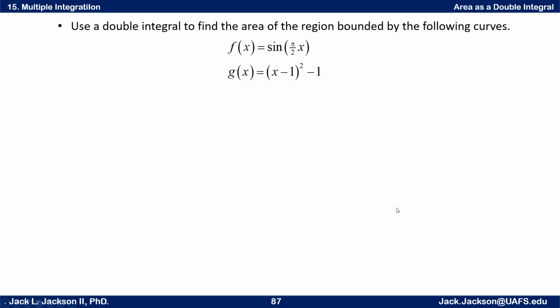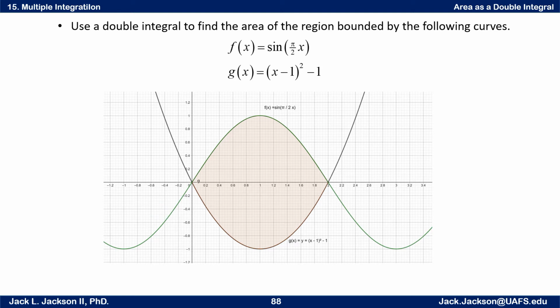So let's do that for an example. If f of x equals sine of pi x, and g of x equals (x minus 1) squared minus 1, let's find the area bounded by those two curves. Well, the first thing to do is to graph it. So there's a graph of it. The green curve on the top is the sine wave, and the parabola is on the bottom of it. And so the region in between is there.